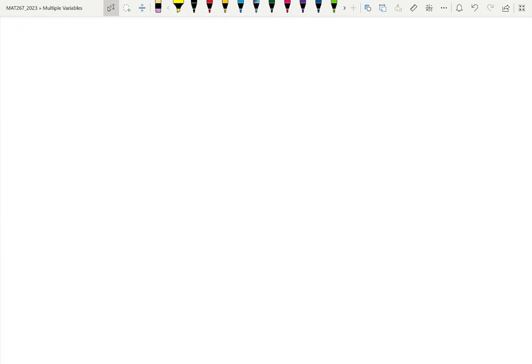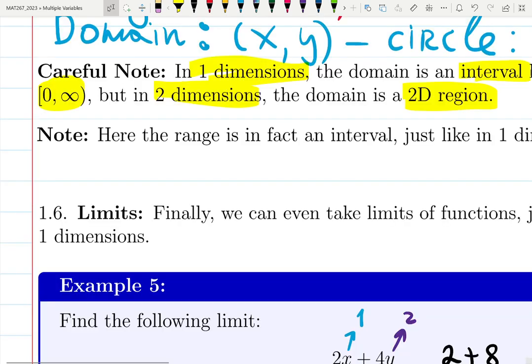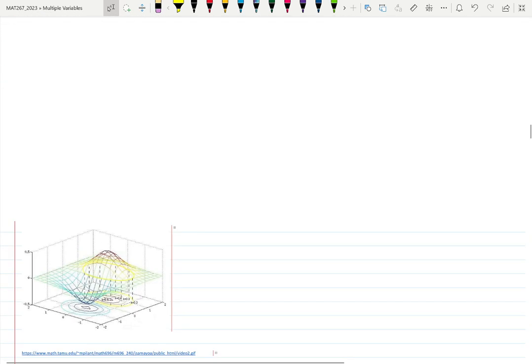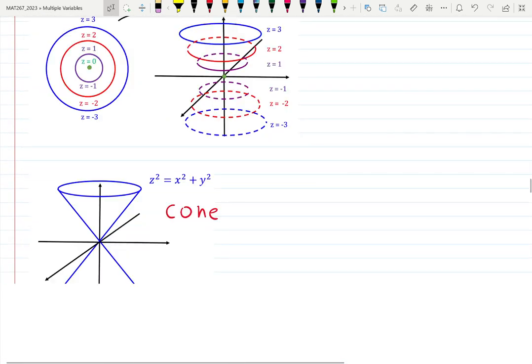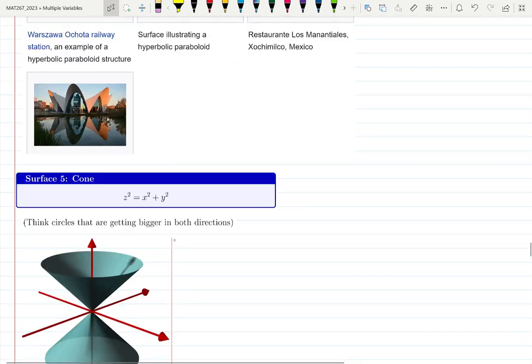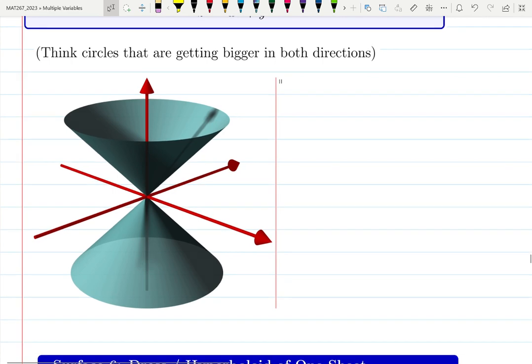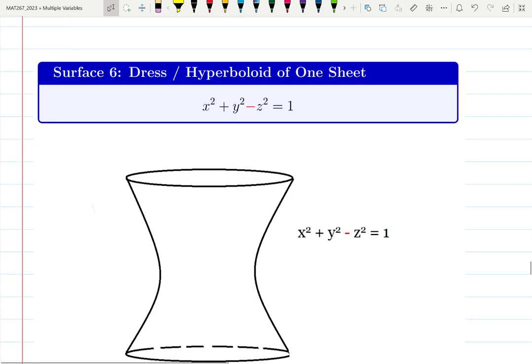A cone. Did you jump again? Sure, of course. A cone, we already had a cone in this class today. Literally looks like an ice cream cone. Also have lots of cool shapes because it can be shrunk or stretched like so. I think circles that are getting bigger in both directions. That's a cone. Pretty cool idea of that.